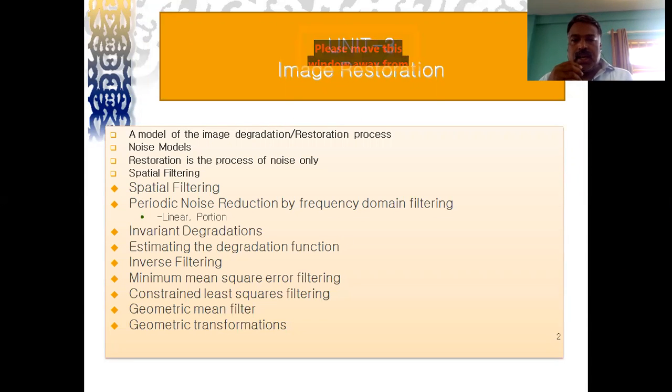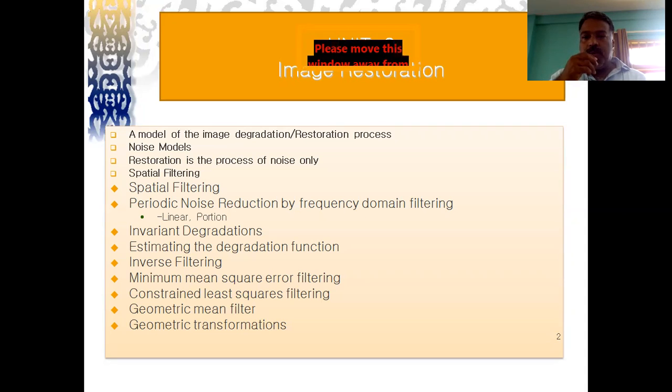So, a model of the image degradation and restoration process. Whenever the image is involved in the transmission channel, there is a chance that the quality becomes poor. It's a chance for degradation. Degradation means some additional signals are imposed on the transmission channel. On this occasion, there is a chance the image gets degraded. Some portions will get corrupted due to this kind of noise imposed on the transmission channel.